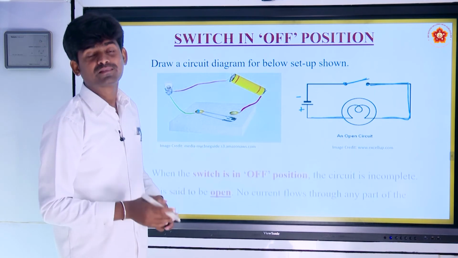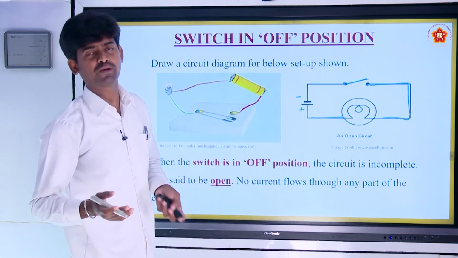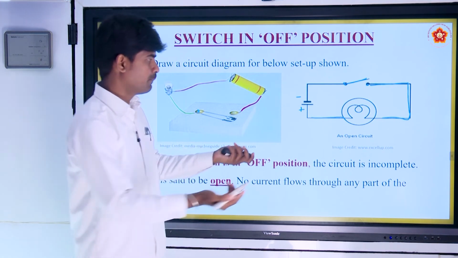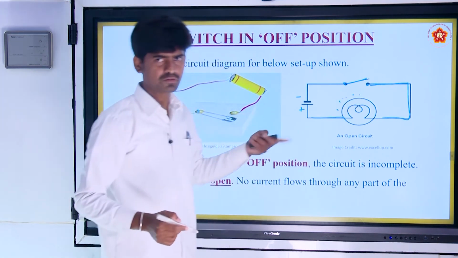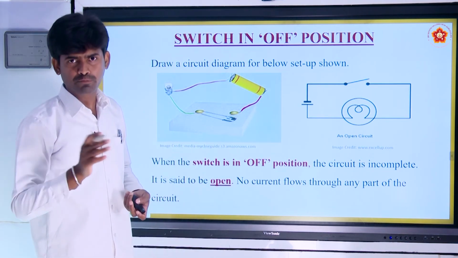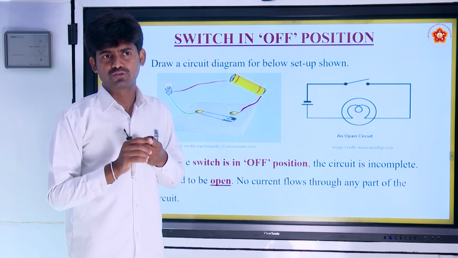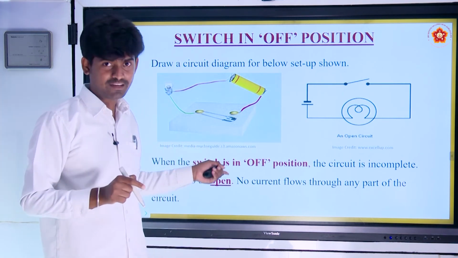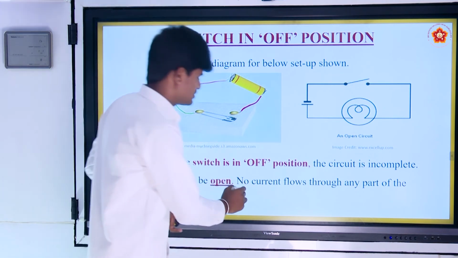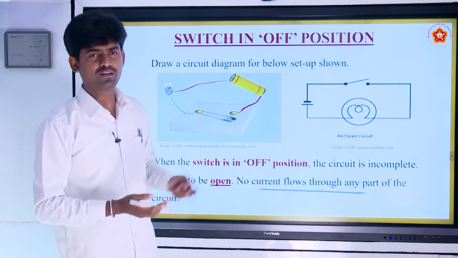So the circuit will be open. Yes, it is not a closed circuit. The circuit will be an open circuit. So that's why the current doesn't flow through the circuit. So the bulb doesn't glow. Here, does the bulb glow? No, the bulb doesn't glow. With the switch in the on position, the bulb glows, because the circuit is closed and the current flows through the circuit. But here, with the switch in the off position, it is an open circuit. So no current flows through the circuit, and that's why the bulb does not glow.